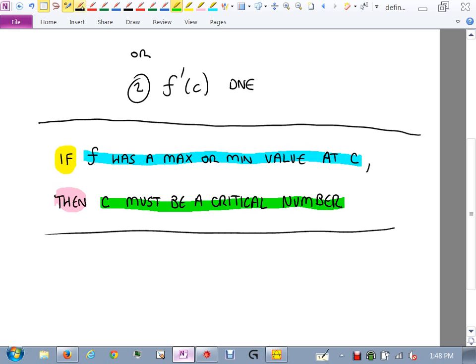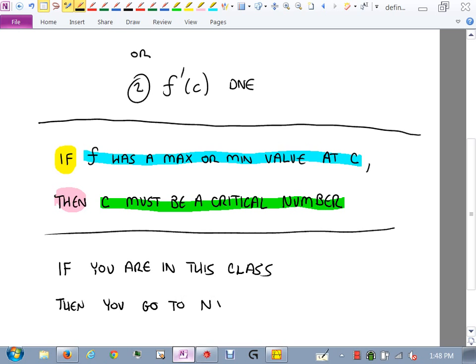So let me write something below this and see if you can see what I mean by the logic being important here. If you are in this class, then you go to Northwest Vista College, right? You agree with that? If you're in this class, then you go to Northwest Vista. Everyone agrees with that, right? We're not going to get an argument about this.